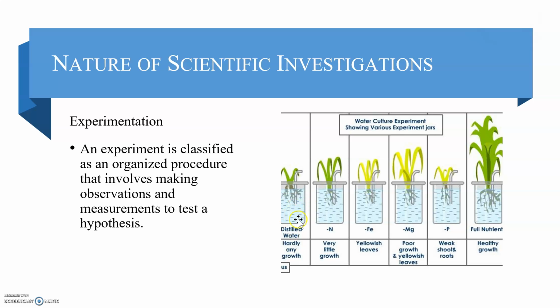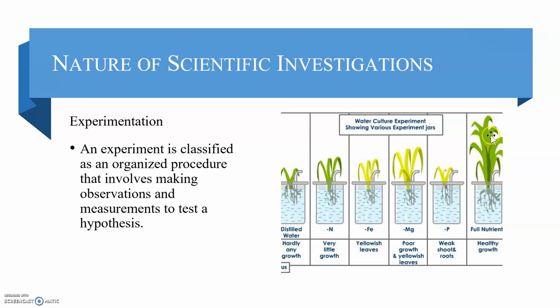So in this case, our independent variable is the thing that we're adding. In this case, we're adding nitrogen, iron, magnesium, phosphorus, full nutrient. Those are all our independent variable. And because of our independent variable, we can observe different amounts of growth in our dependent variable. Our growth is dependent upon our independent variable. Okay, so we change the nutrients, and our dependent variable, our growth or nature, is responding to whatever we gave it.